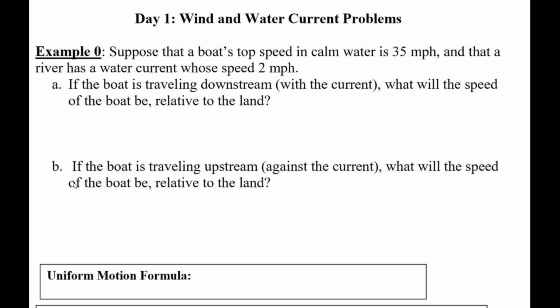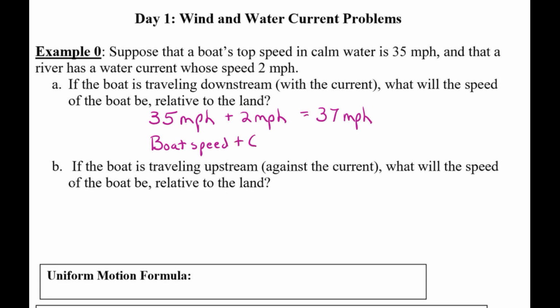Well, if you are in the boat and you are going downstream or with the current, then relative to the land, you might be going faster because you've got the 35 miles per hour that the boat is going, plus the 2 miles per hour that the current is going, which gives you a rate relative to the land of 37 miles per hour. That means we're adding the boat speed with the current speed to get our total speed.